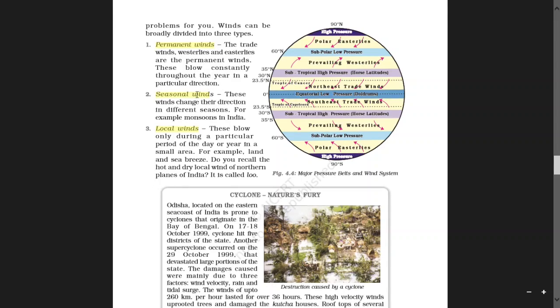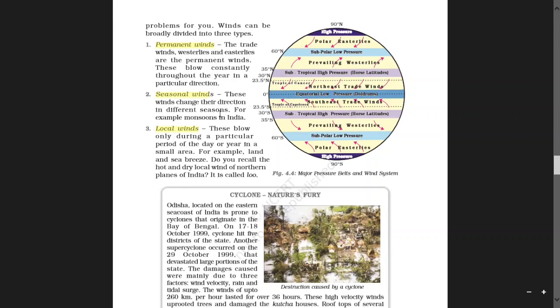Seasonal winds. These winds change their direction in different seasons. For example, monsoons in India. Monsoons, as an example, blow from sea to land.